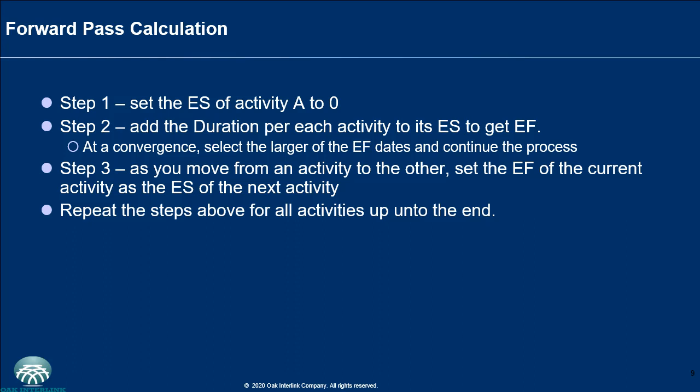Step 3, as you move from an activity to the other, that is from activity A to B or B to C, as the case may be, set the early finish, that's EF, of the current activity as the ES, that's the early start, of the next activity. These steps you will repeat for all of the activities up until the end. Remember, you're filling the top row from left to right, from the beginning of the project to the end of the project.